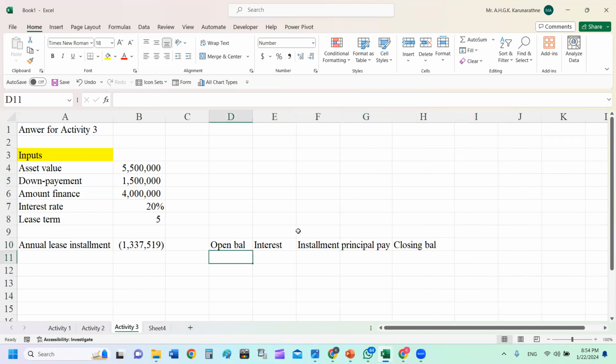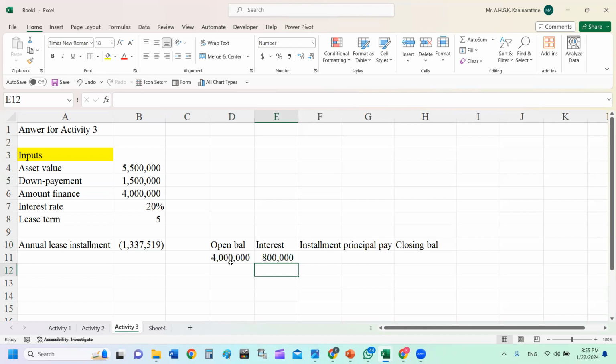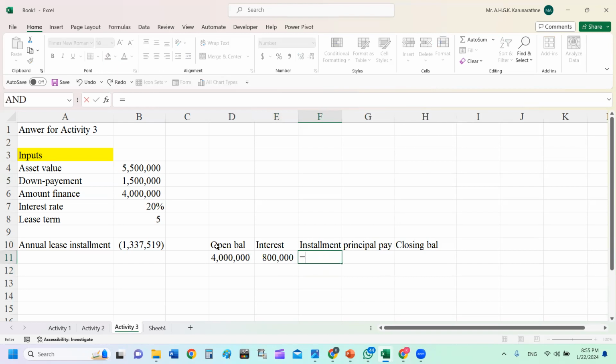Okay, just equal, open balance equals amount finance only, hit this. Then interest rate, interest is equal to open balance multiplied by interest rate, make this cell fixed. F4, press. The last is 800,000, or 4 million times 20%, one fifth, 800,000. Installment is already computed. This is the installment. Make it fixed.